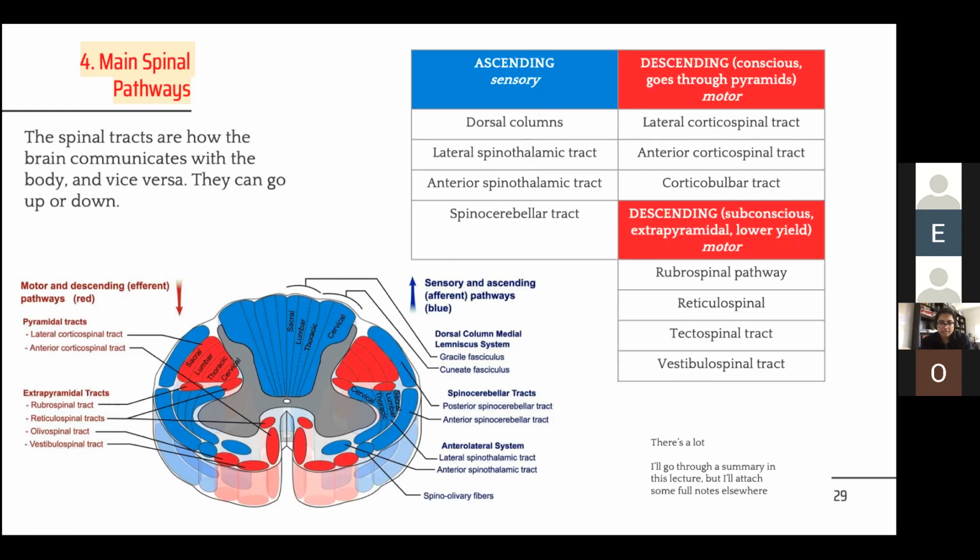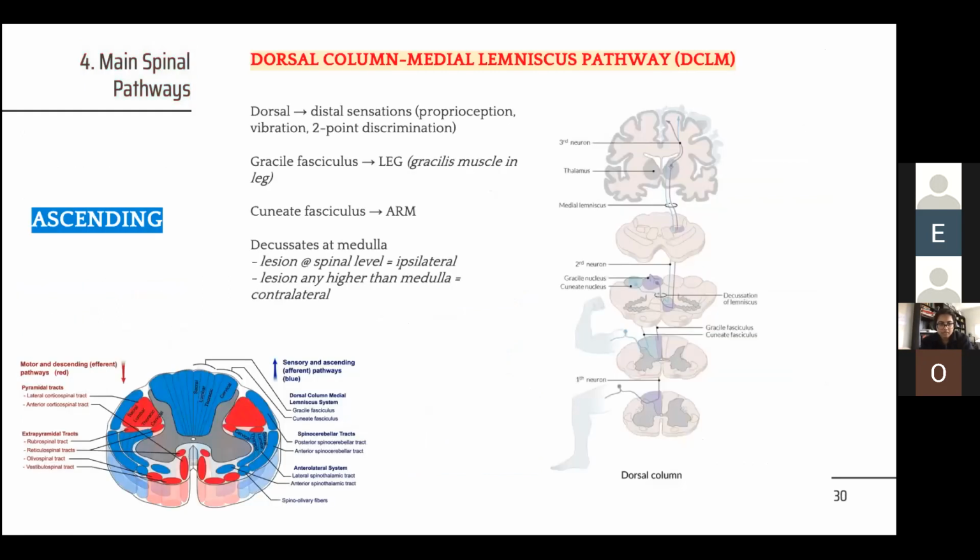All right, so let's start with the dorsal columns. DCML, dorsal column medial lemniscus pathway. Dorsal starts with D, distal starts with D. So the DCML collects your distal sensation. If you think back to your neuro exam, all of the distal sensations are proprioception, vibration, and 2-point discrimination. Right? There's two bundles of this.